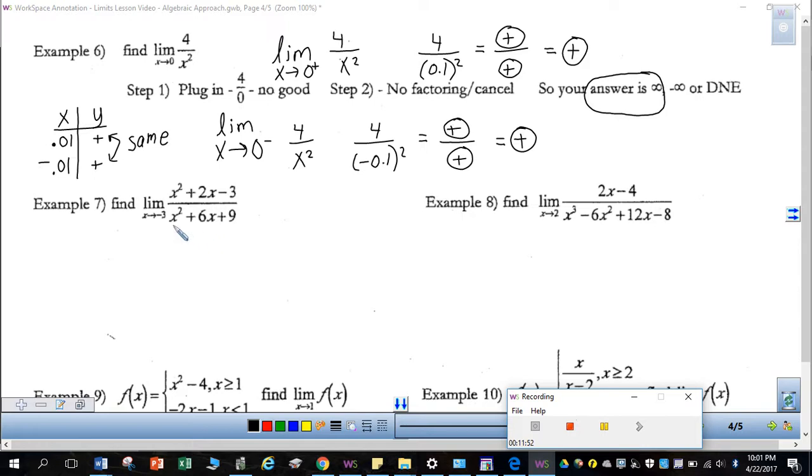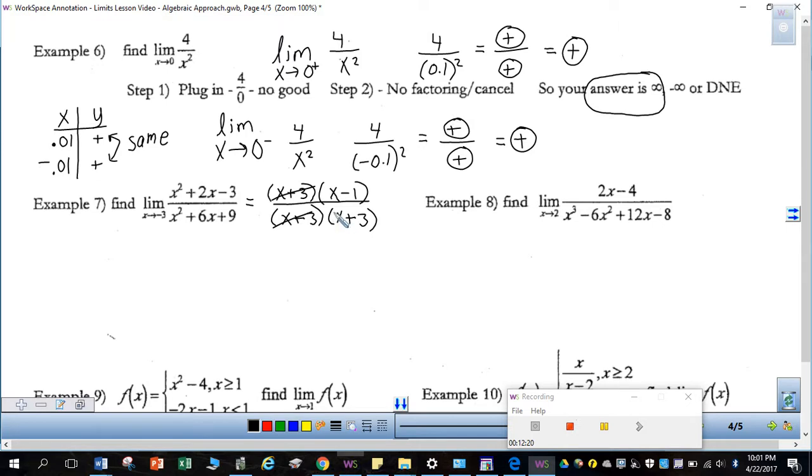In example 7, we will see that step 1, plugging it in, will result in a denominator of 0. And so if we try step 2, let's see what happens if we try to factor this. So on our numerator, we could factor this into x plus 3 times x minus 1. Our denominator would be x plus 3 times x plus 3. So we're actually able to cancel that common factor of x plus 3. So here we have a factored form, but the limit as x approaches negative 3, it still doesn't work to plug it in because negative 3 plus 3 still gives us a denominator of 0. So we have to move on to step 3 again.